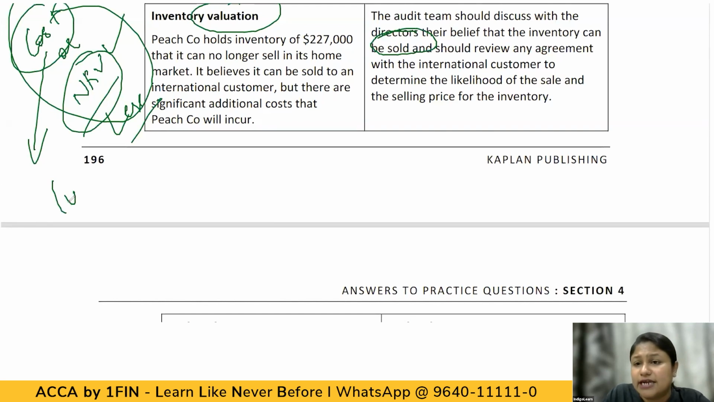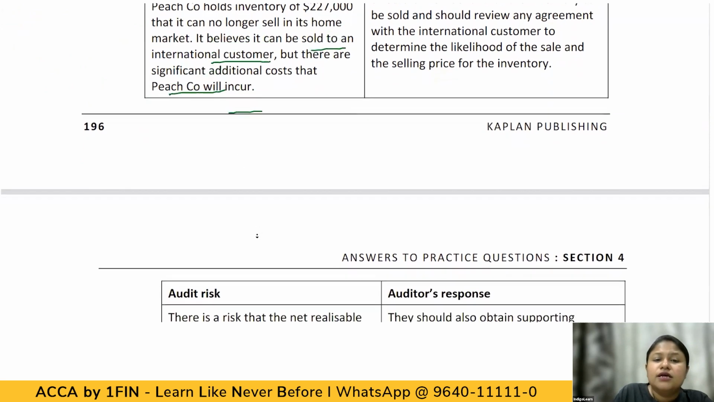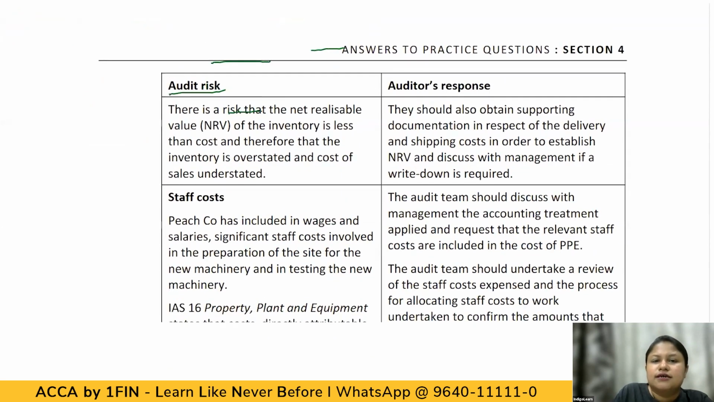And if that is not happening, that means overstatement of inventory is there, which will affect the profit and all the other figures. So the risk here is that the company holds inventory that is no longer saleable in the home market. It believes it can be sold to an international customer, but there are significant additional costs included. Because of this, what is the risk? There is a risk that the NRV of the inventory is less than the cost, and therefore the inventory is overstated and the cost of sales will be understated.